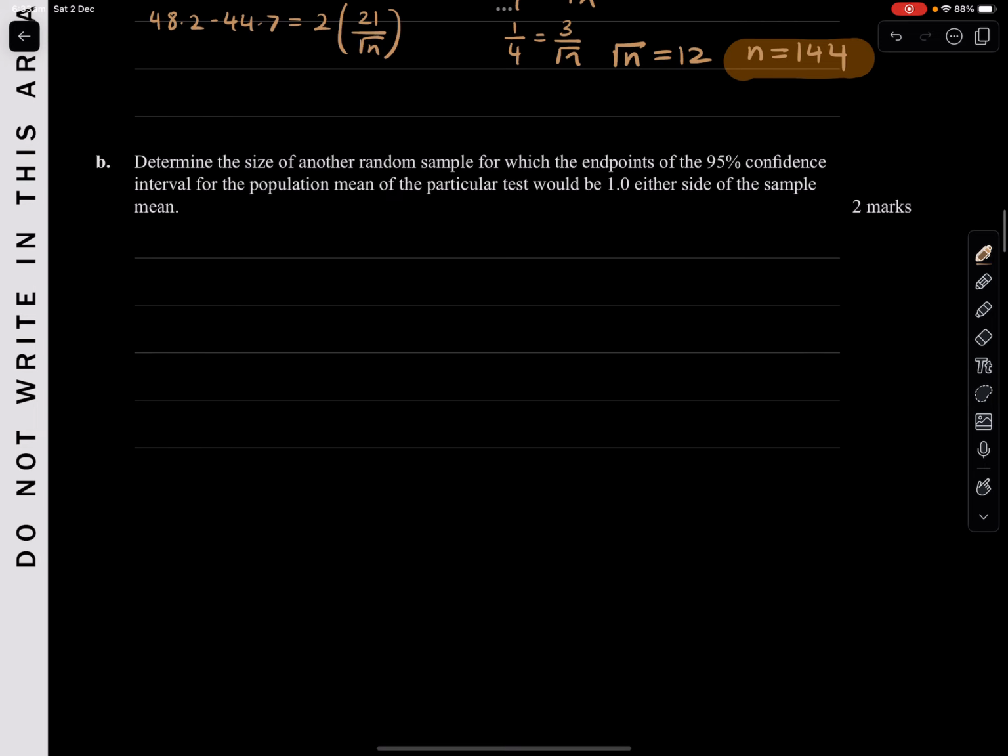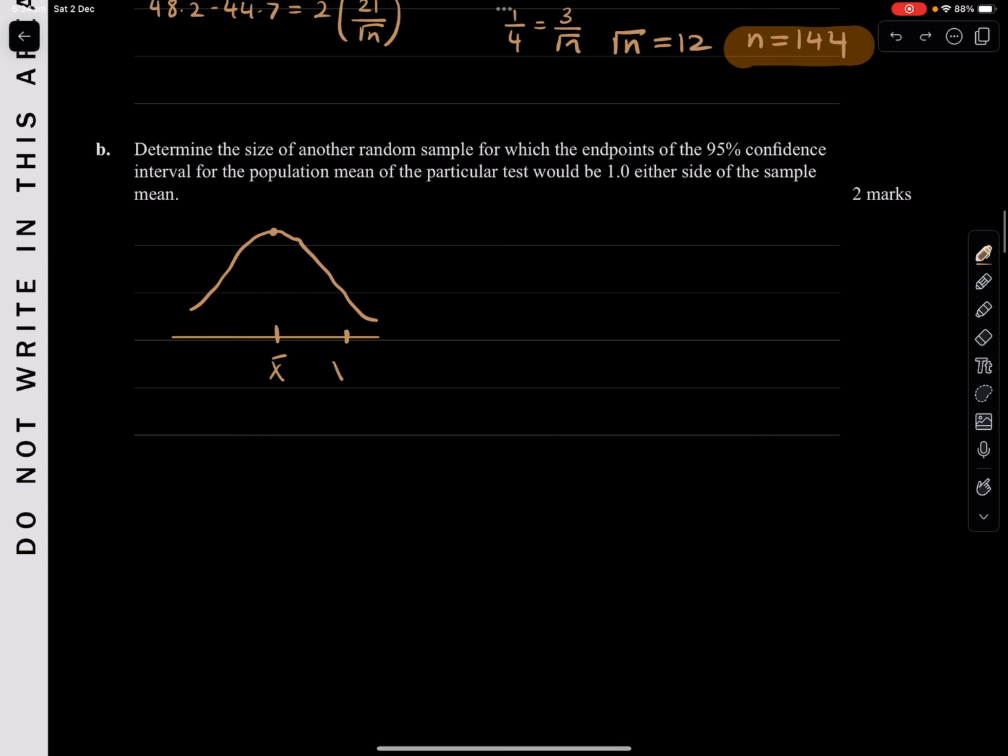So if I'm drawing a diagram here, let's represent this. This is your mean again, and we're saying that the confidence interval is 1.0 either side. So the confidence interval here is going to be x bar plus 1, and this one's going to be x bar minus 1. So this is your confidence interval here. That's what they're saying. And so we need to determine the size of the random sample.